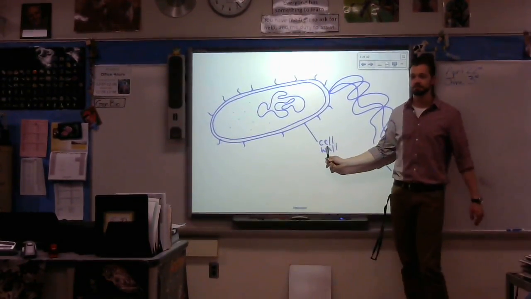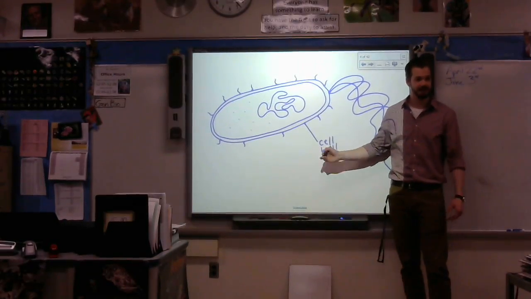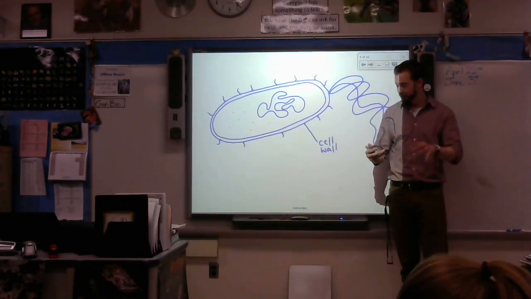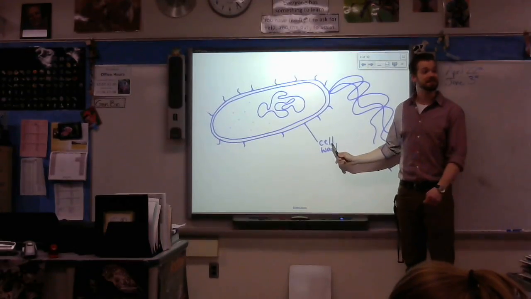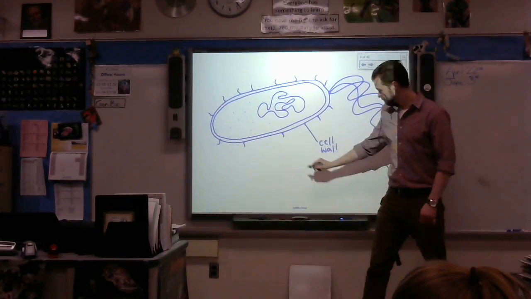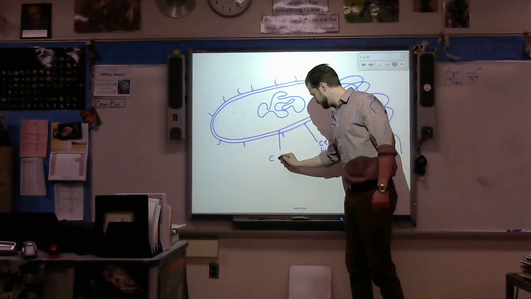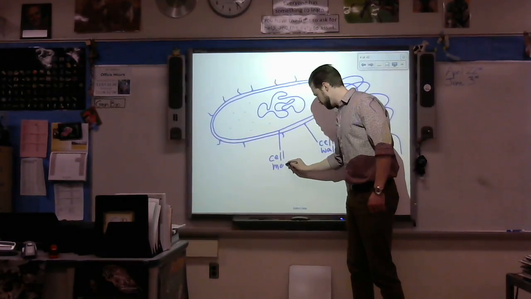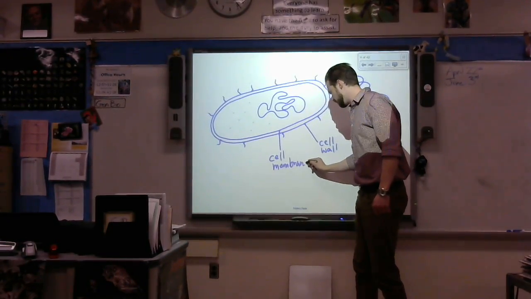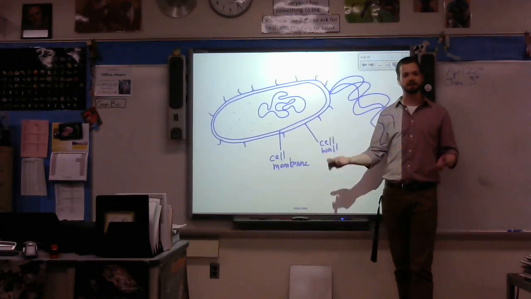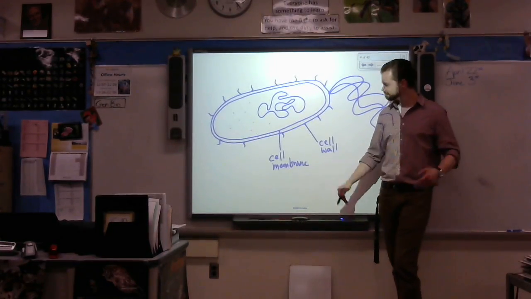This one provides protection and support, right? It gives a little bit of structure, a little bit of shape. It is not made of the same stuff as the plant cell wall. Cell membrane does the same thing. Regardless of the cell, it controls the entry and exit of substances.